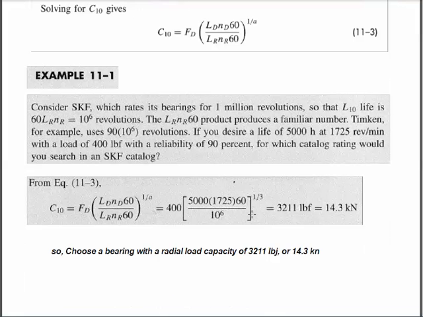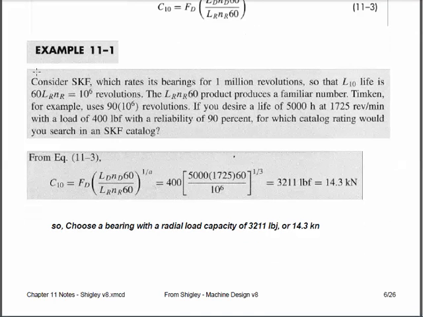So here's an example of that type. We're going to consider the company SKF, and they rate their bearings for 1,000,000 revolutions of L10 life. And so 60 times the life in hours times their revolution is 10 to the 6 revolutions. Okay, let's see. That product produces a familiar number. Okay, Timken uses 90,000,000 revolutions.